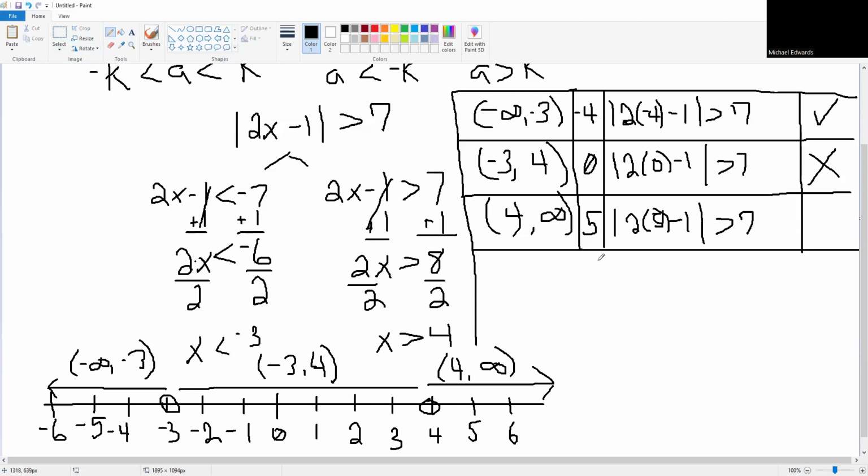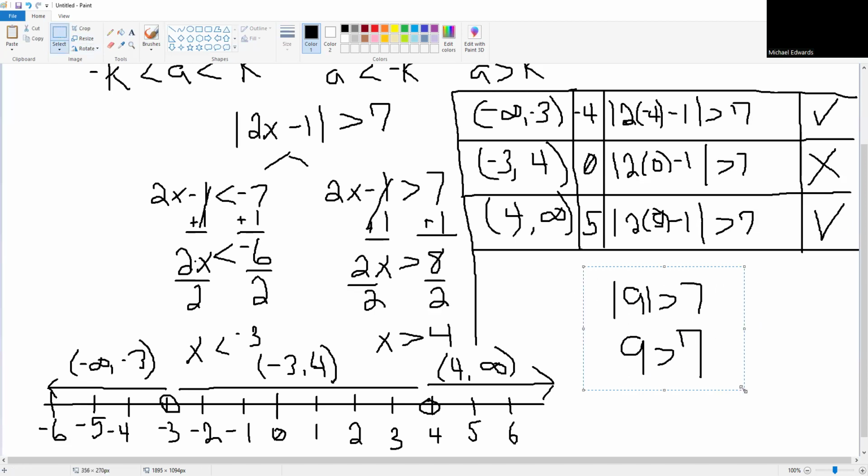Let's do this last one. This one, we plug in a 5. So 2 times 5 is 10, minus 1 is 9. So if we have the absolute value of 9 greater than 7, the absolute value of a regular 9 is just 9. Is 9 greater than 7? Yeah. We found two solutions. Well, that was pretty good.